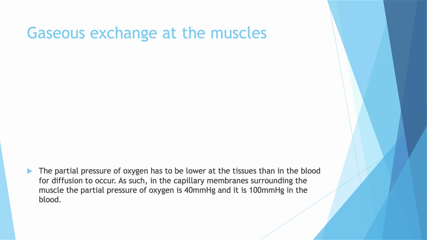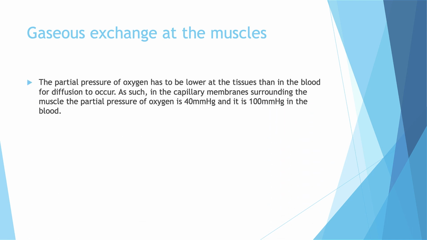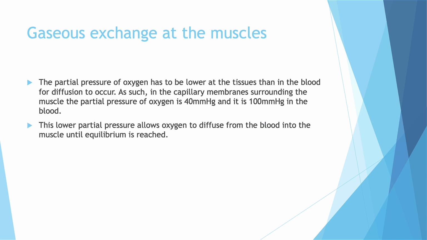Gaseous exchange at the muscles. The partial pressure of oxygen has to be lower at the tissues than in the blood for the diffusion to occur. As such, in the capillary membranes surrounding the muscles, the partial pressure of oxygen is 40 mmHg, and it is 100 mmHg in the blood. The lower partial pressure allows oxygen to diffuse from the blood into the muscle until equilibrium is reached.